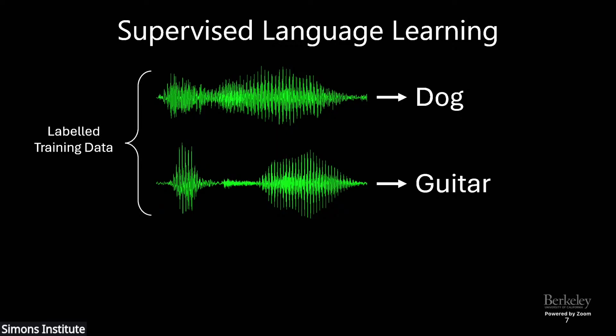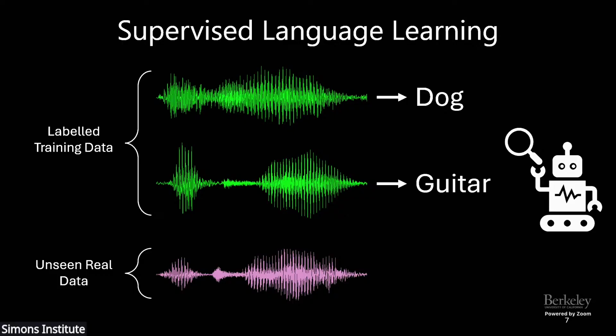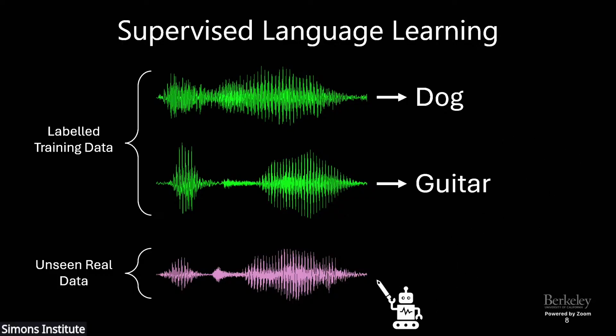This is our labeled training data set, and then we get an algorithm to stare at that labeled data and learn from it. At the end of the day, when we give it a new, unseen, real piece of data, we want that algorithm to look at it and say, yes, this is guitar, and hopefully be correct in its prediction. This is great if we actually have labels that tell us what these utterances mean in the real world.